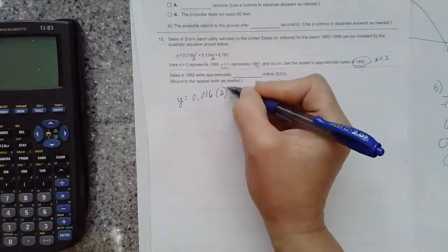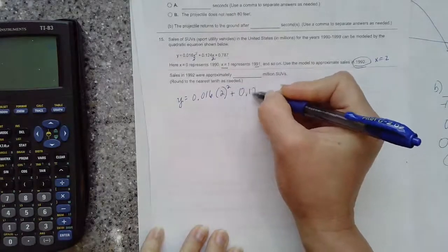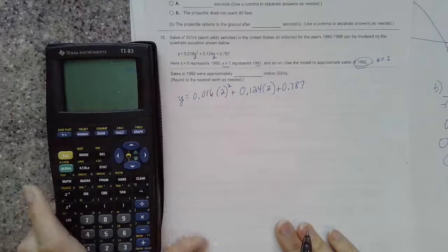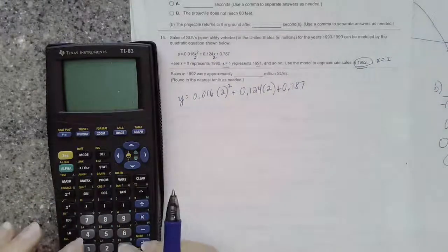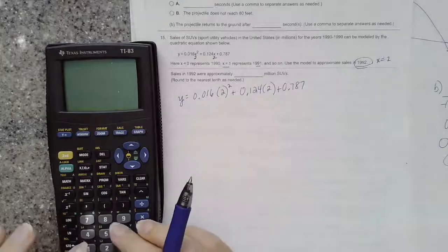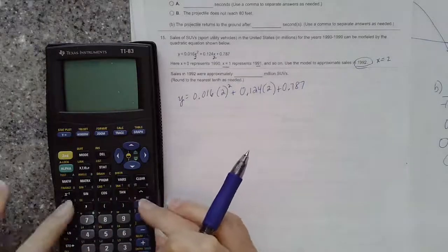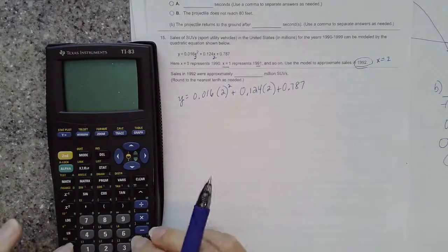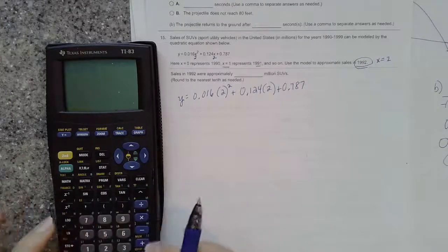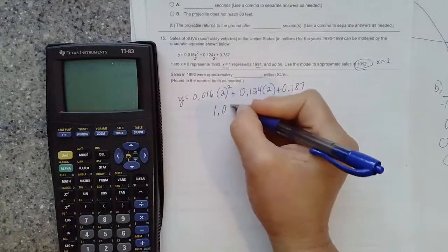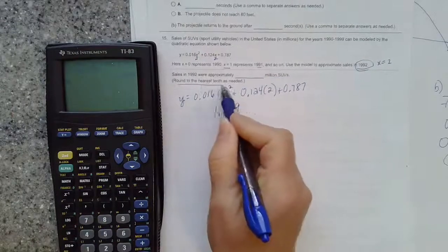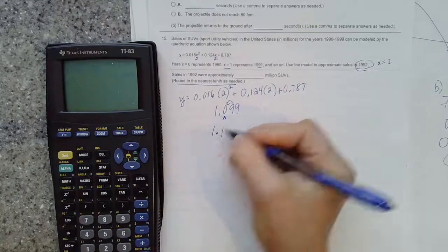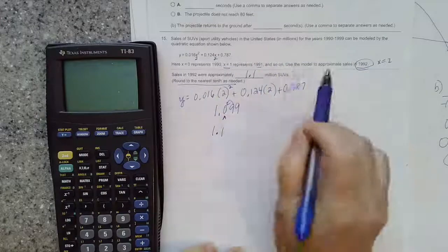So we plug that in and we can directly use our calculator, plug those numbers straight up, and y equals 0.016 times 2 squared plus 0.124 times 2 plus 0.78, and it gives me 1.099. It says round to the nearest tenth, so tenth place is right there, so the 9 is definitely rounding that up to 1.1, and that is in millions, right? And it's already got the word million there, so we just need to type in our 1.1 for our answer there.